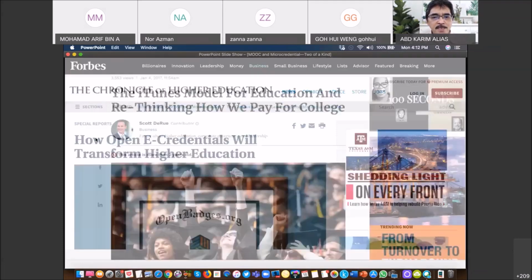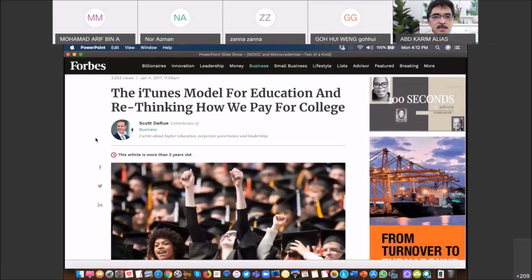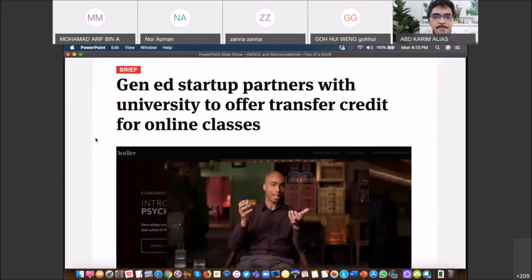Okay? And these are some of the news and articles looking at potential models of micro-credential and how from there the sustainable business model that the university can adopt and adapt in order to be sustainable. Okay. So these are the various trends that are happening now, where credit transfer can now be done within the scope of micro-credential.